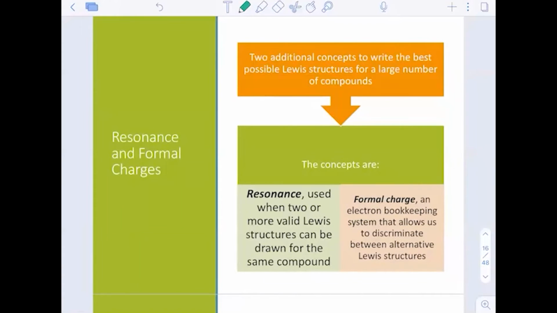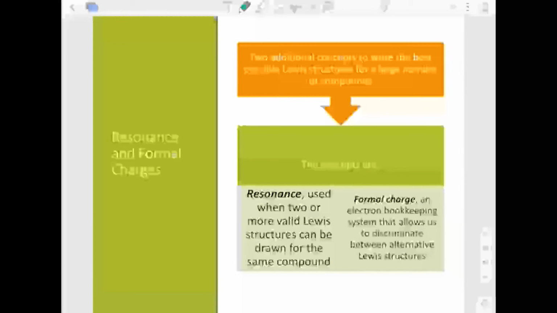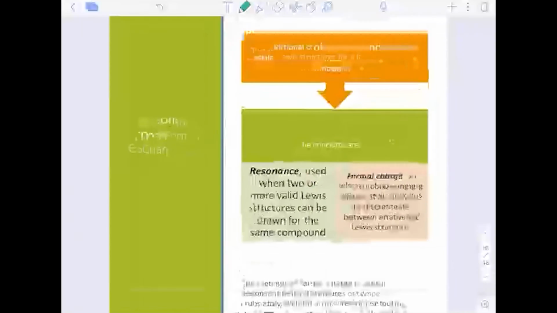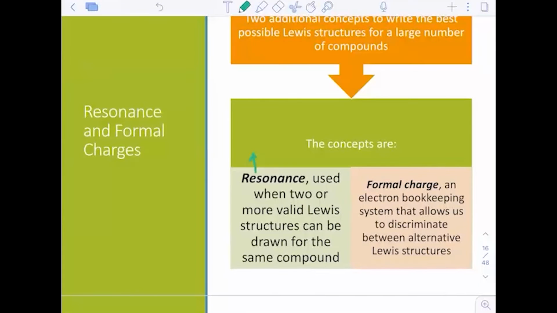Resonance is used when there are 2 or more valid Lewis structures, and we can start to identify which one's the best, or whether they are equal. Namely, that comes when we have double or triple bonds.